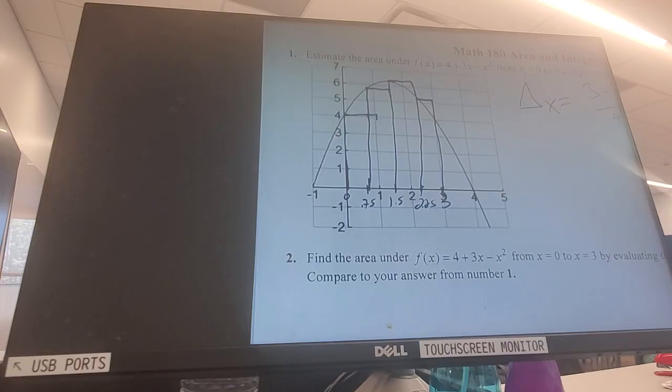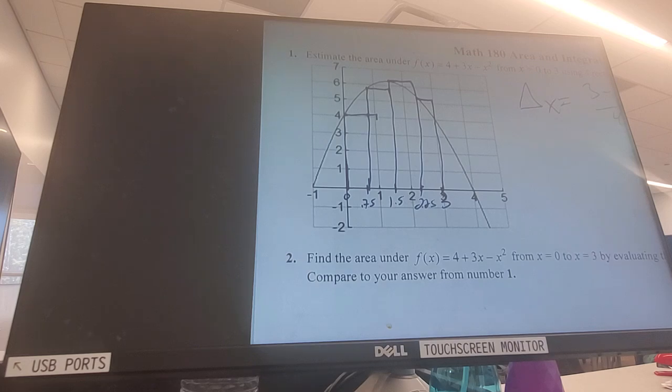What's the output at 0? What's the output at 0? 4. What's the output at 3? 4. So the vertex must be right between them, because the vertex is where the mirror is. So 1.5. That's where the vertex is.